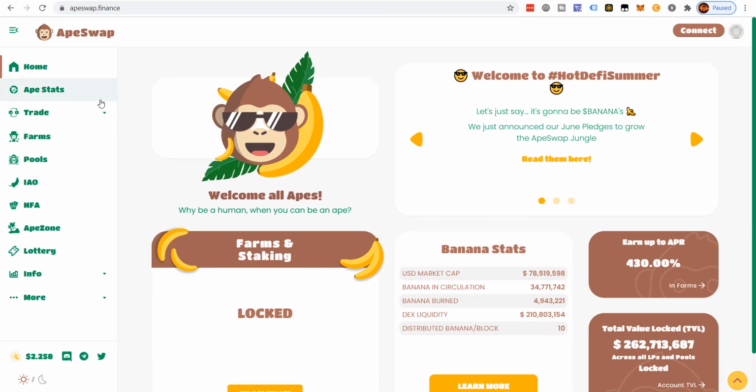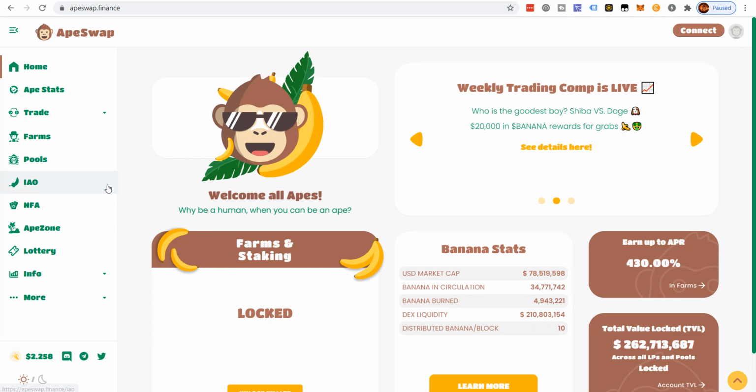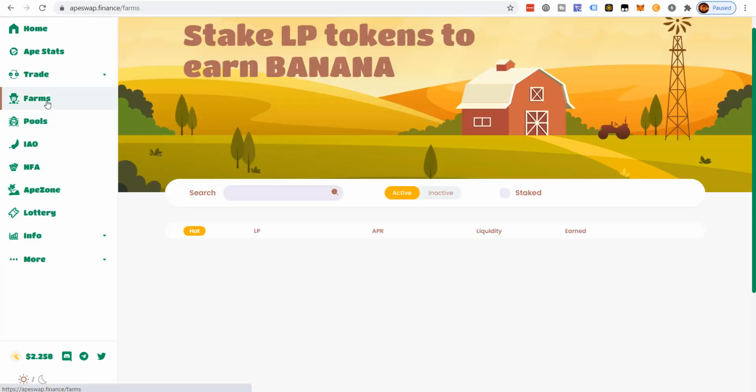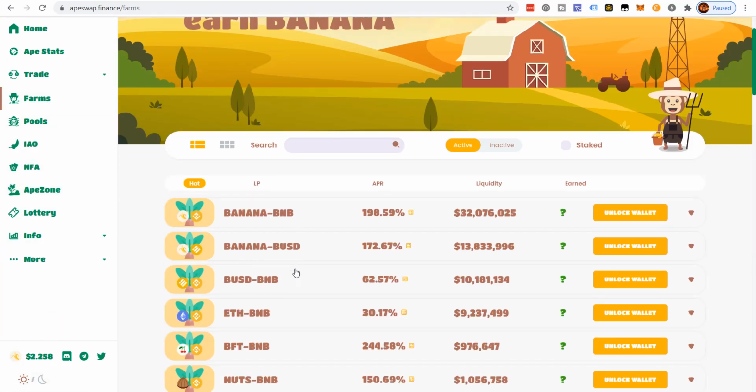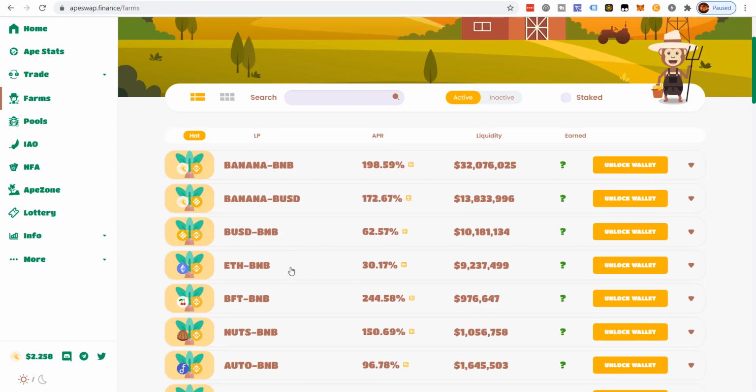In almost every case, this is ApeSwap, this is another one. You get paid out when you're farming in the native token. So assuming you understand how yield farming works, you put in Banana, you put in BNB, they pay you back in the Banana token as an incentive to provide that liquidity here.